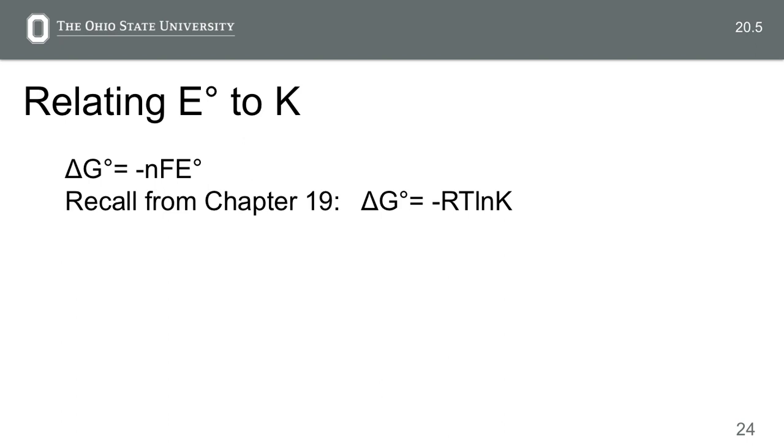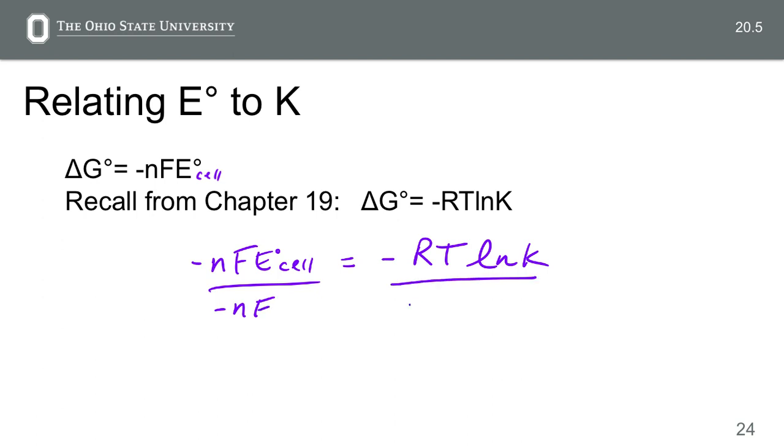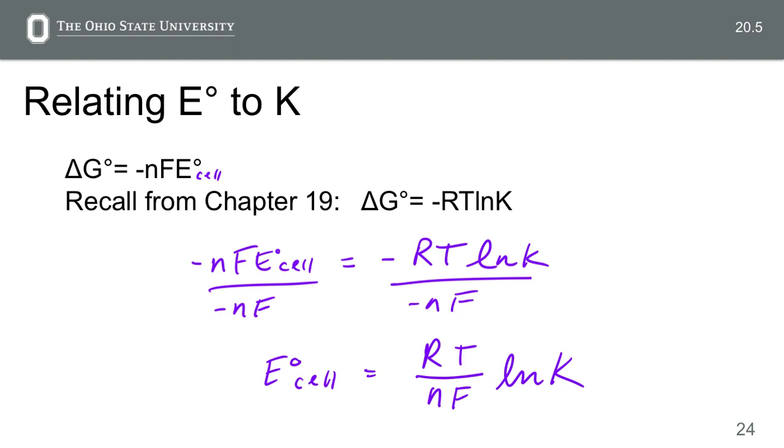So I'm going to write, minus nF E cell equals minus R times T times natural log of K. Again, just setting those equations equal to each other, so they're both equal to delta G. Now, if we want to isolate the cell potential on one side of the equation and the equilibrium constant on the other, we can divide both sides by minus n times F. And we'll get E cell equals R times T over n times F times the natural log of K. Negative signs cancel out.